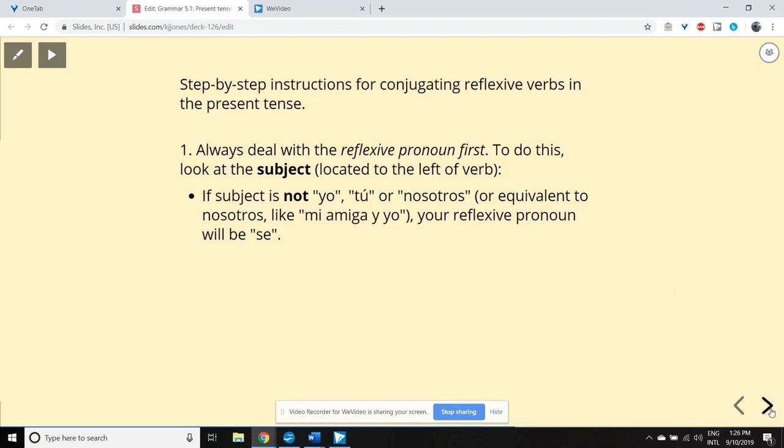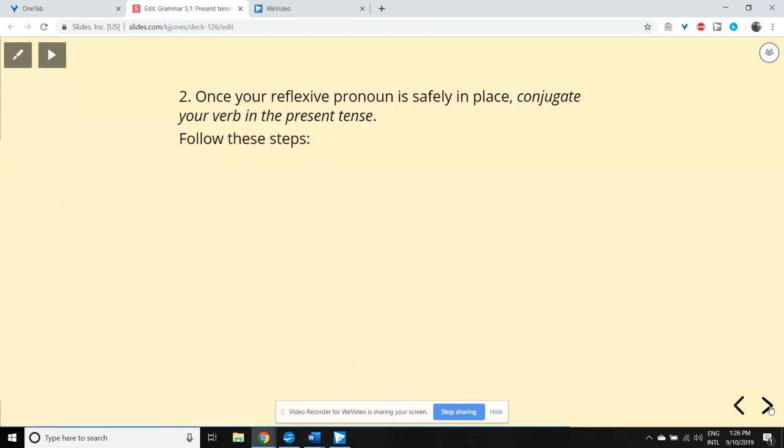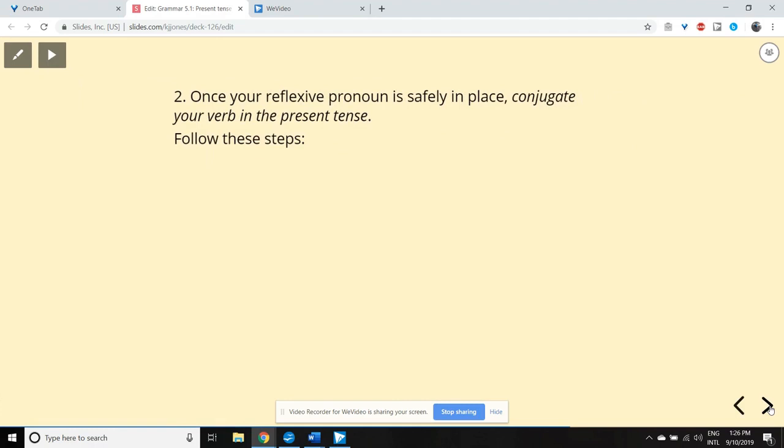All right? If the subject is yo, your reflexive pronoun is me. If the subject is tú, as we just saw with llamarse, your reflexive pronoun is te. And if the subject is nosotros or equivalent to nosotros, your reflexive pronoun is nos. Bien? Bien. Let's keep going. Once your reflexive pronoun is safely in place, then you just conjugate your verb in the present tense. And these are the steps you follow.